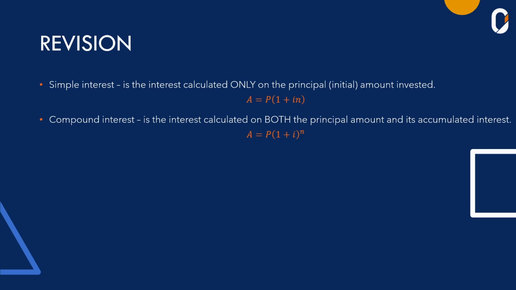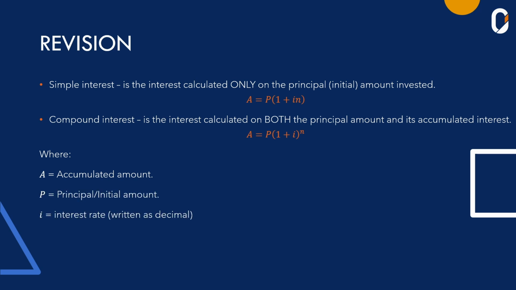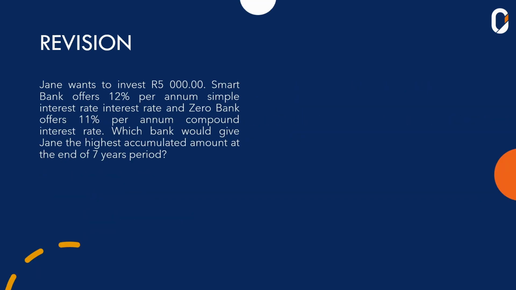A = P(1 + i)^N, where A is the accumulated amount or the future amount, P is the principal or the initial amount, i is the interest rate written as a decimal, and finally, N is the time period. Now let's take a look at a quick example.